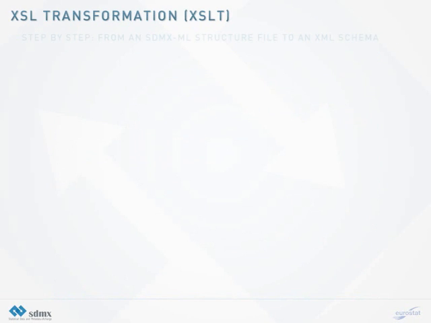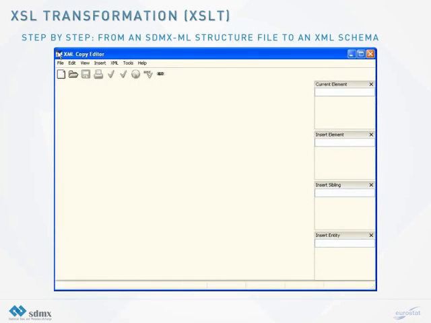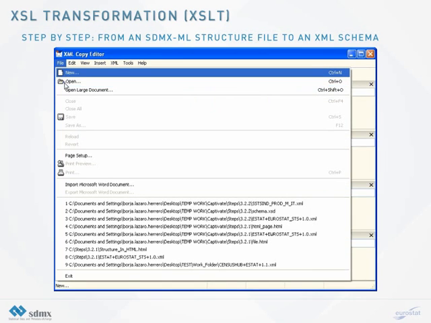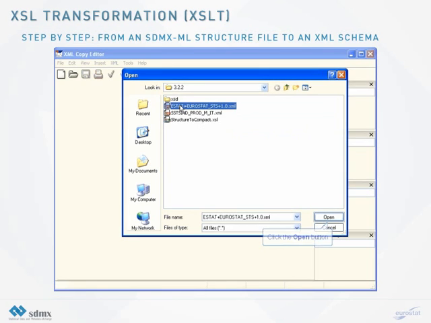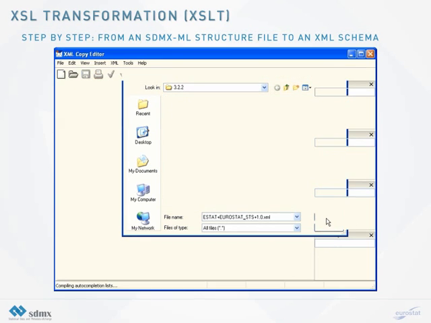In this exercise, we are going to see how to create an XML schema from an SDMXML structure file, and having the XML data file, how we can validate this data file against the schema we created according to the previous SDMXML structure file. The first step consists in opening a structure XML file. We go to the File menu and press Open. Here we select the structure XML we are going to work with.